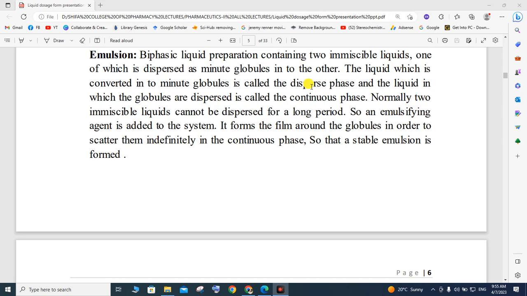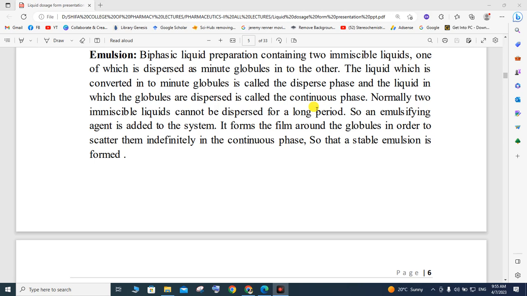Immiscible liquids are those liquids which do not mix with one another. When one is dispersed into the other, minute globules are formed. The liquid which is converted into minute globules is called the dispersed phase, and the liquid in which the globules are dispersed is called the continuous phase. So emulsion is a two-phase system.